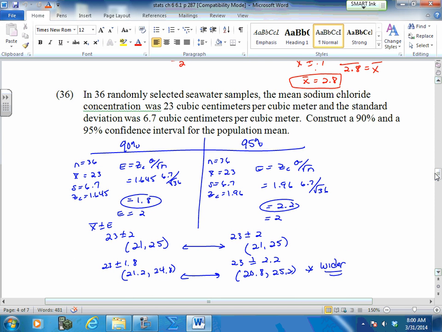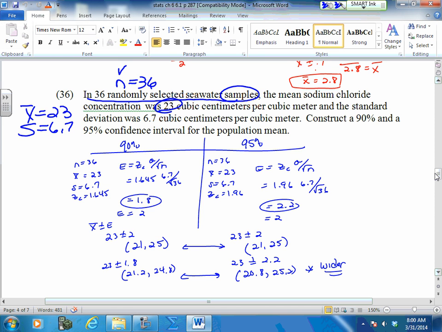Okay, this was a good one. This had you construct a 90 and a 95% confidence interval. You need to learn how to pull your data out. In 36 randomly selected samples, this is your N. The mean, you're talking about your sample. So should this be a U or an X bar? X bar, this is coming from your sample. And a standard deviation from your sample of 6.7. We're greater than or equal to 30, so we're good.